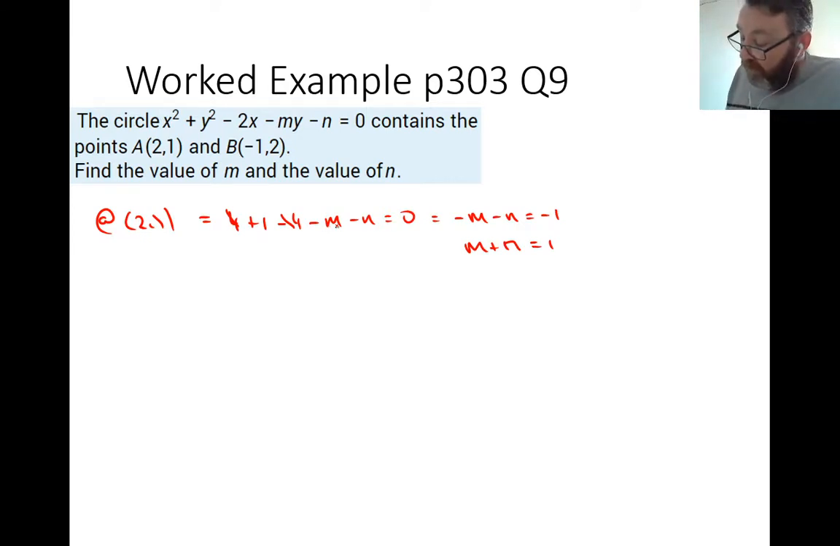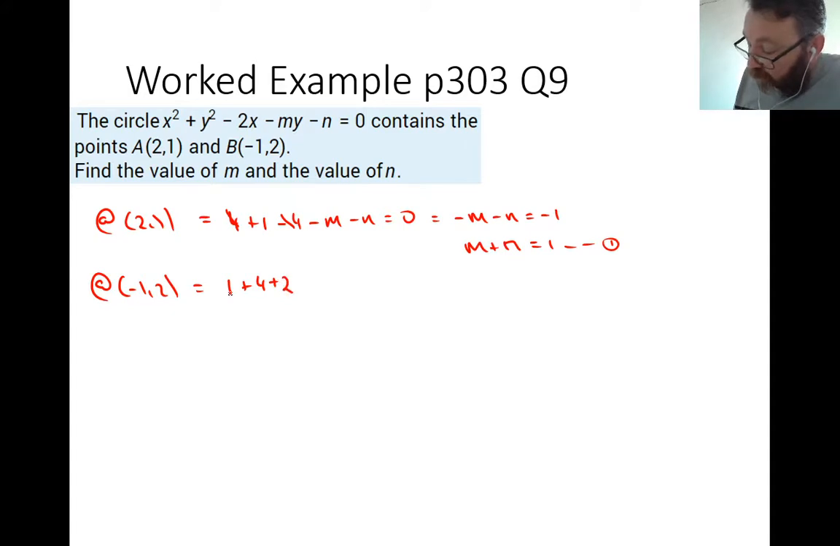That's equation 1. Okay, at the point (-1, 2). Now take your time. So put minus 1 in for x. Minus 1 squared is 1. 2 squared is 4. Minus 1 goes in there to give plus 2. 2 goes in there to give minus 2m. And then we have minus n equals 0. So from that equation, what do we get? We get 4 and 2 is 6 and 1 is 7.